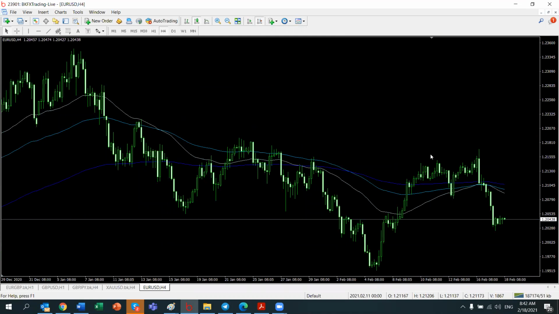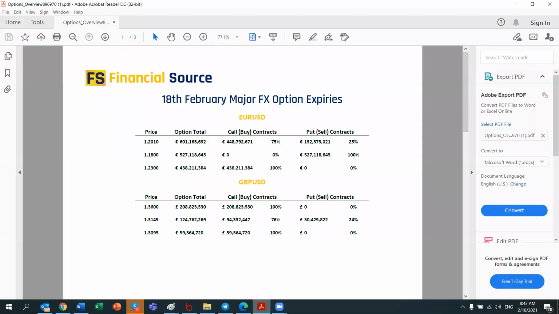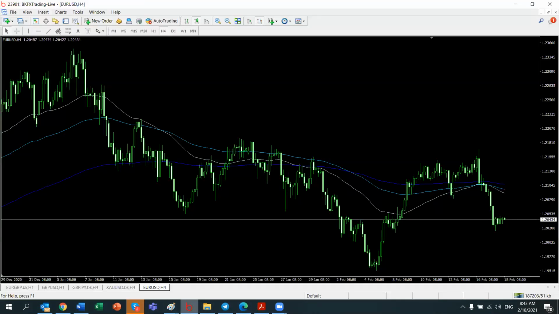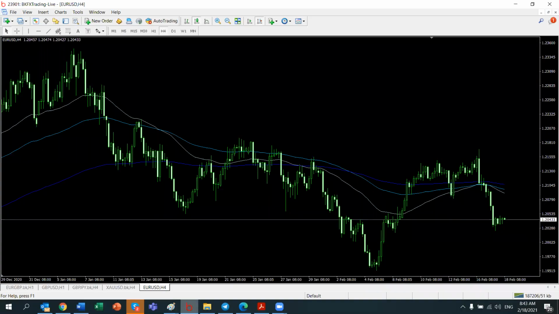So the price is at 1.2043, let's say. Now it is on a down move. It's under all the three lines as well. So let's match and see what are the prices on the option expiries. Now it's given to you at 2010, 1800, 2300, right? So 2010, 2300. So because it's at the 2010. All right, I'll just mark the price here.